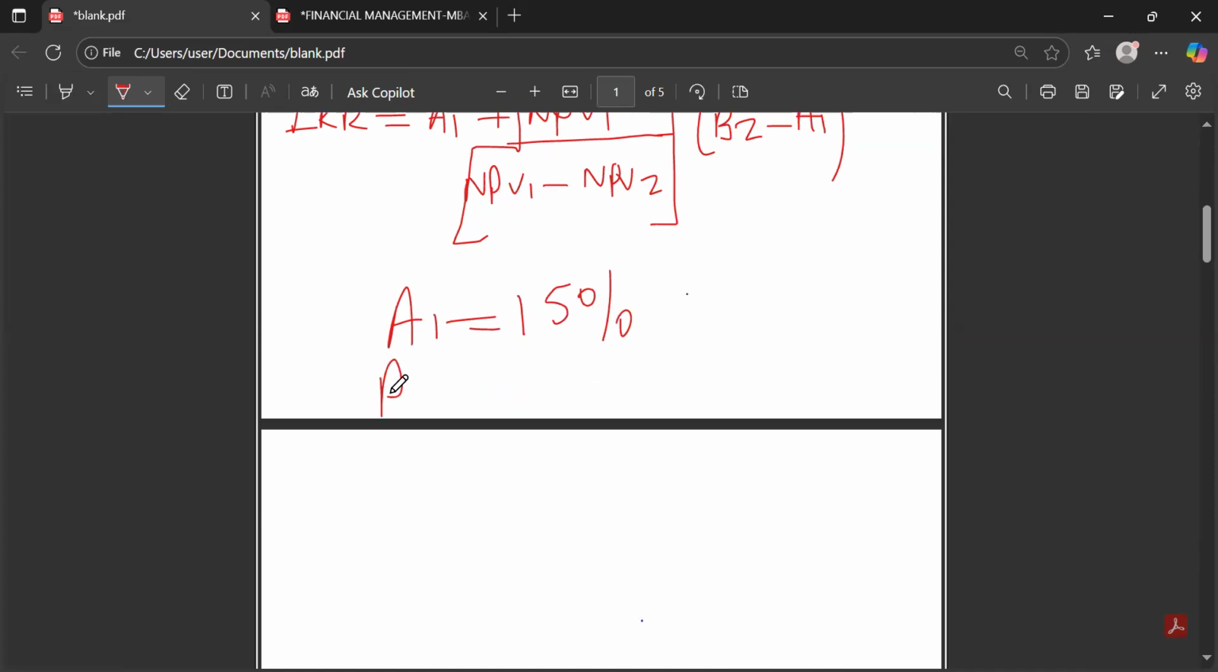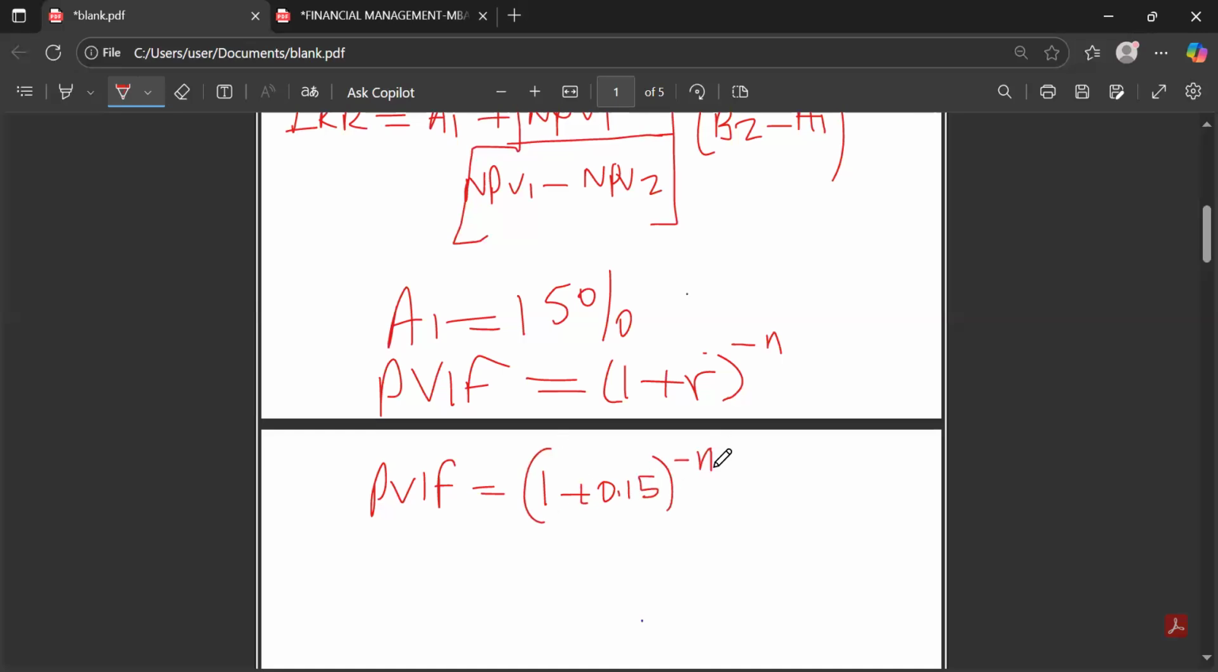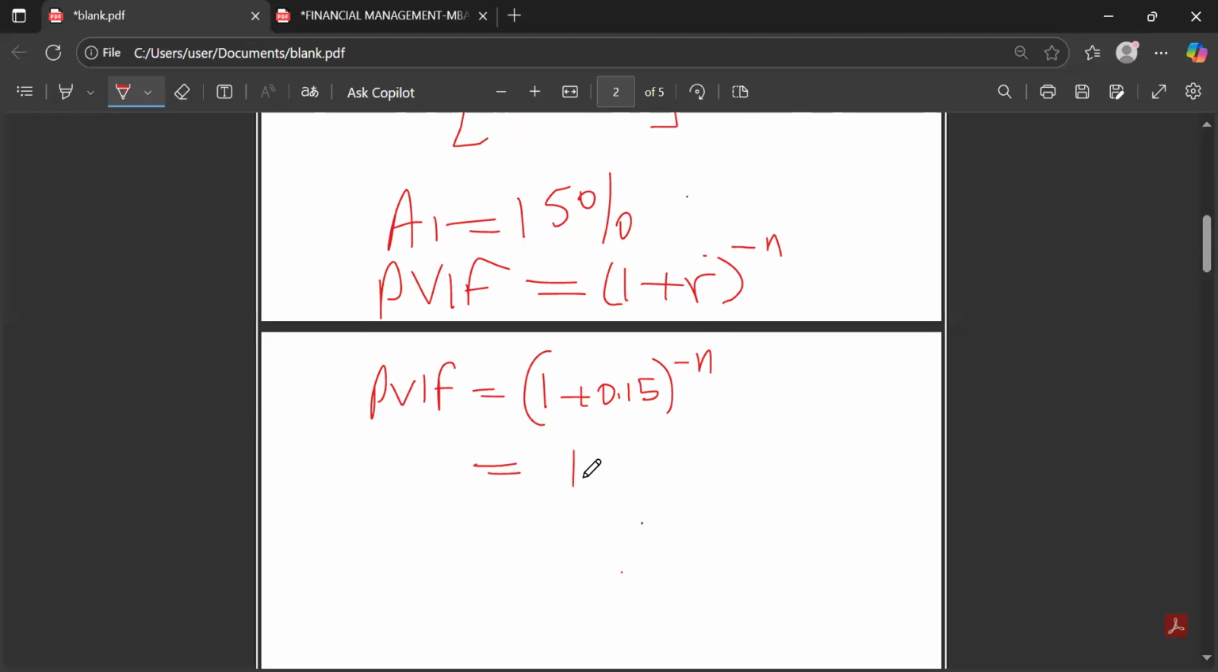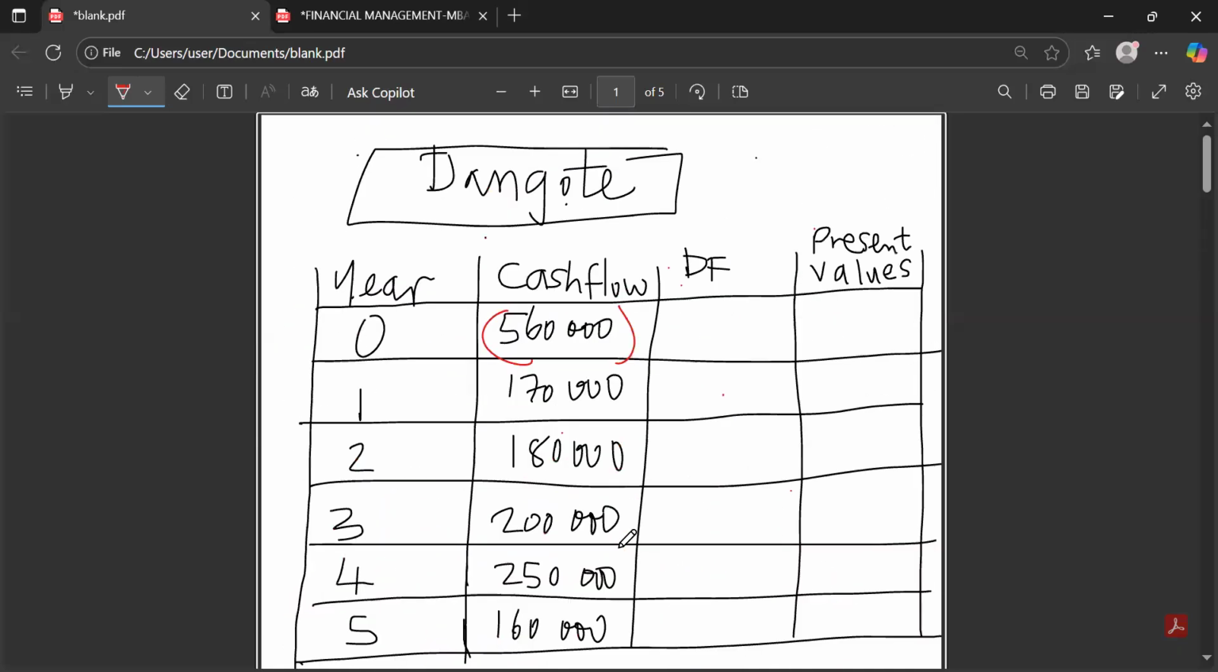So you find the present value interest factor, 1 plus R to the power negative n. So the present value interest factor will be equal to 1 plus 0.15 to the power negative n. So it will simply be 1.15 to the power negative n. So let us start solving quickly. You can use the financial tables instead, but use a calculator to find for the first year, which is 1.